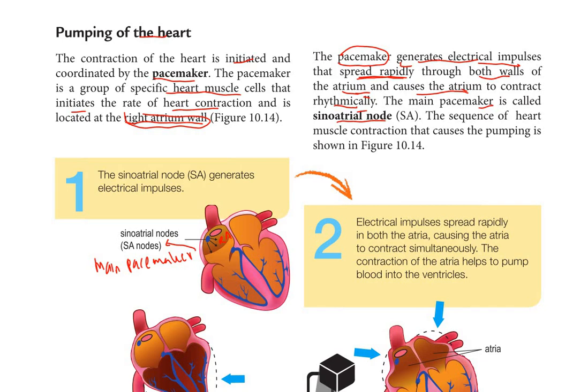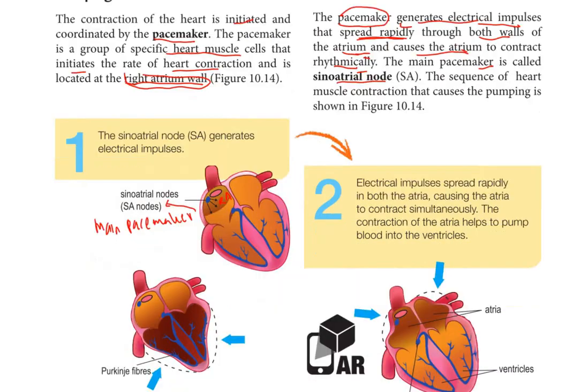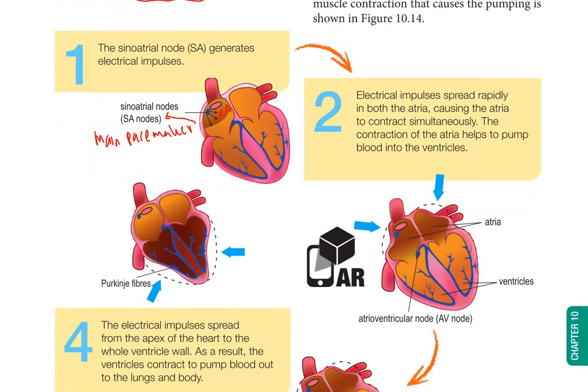Okay, so the sequence, let us read first, then I will explain using the diagram. The first is that the sinoatrial node, SA, generates electrical impulses. Number 2, the electrical impulse spreads rapidly in both atria, causing the atria to contract simultaneously. The contraction of the atria helps to pump blood into the ventricles.